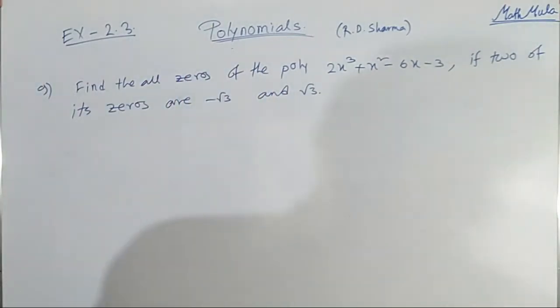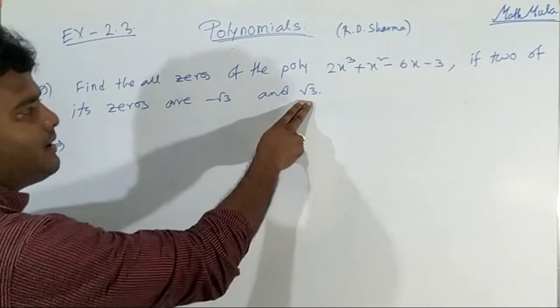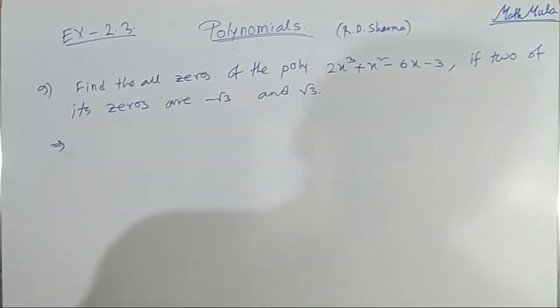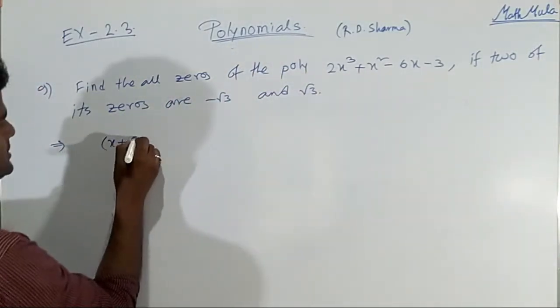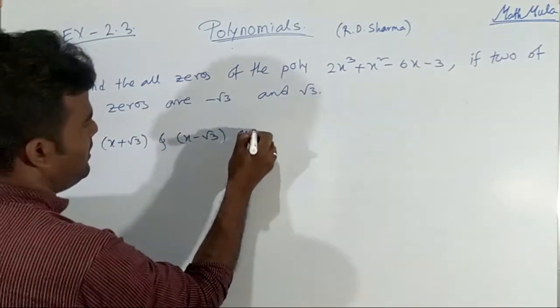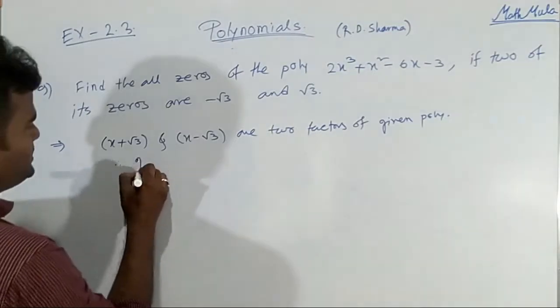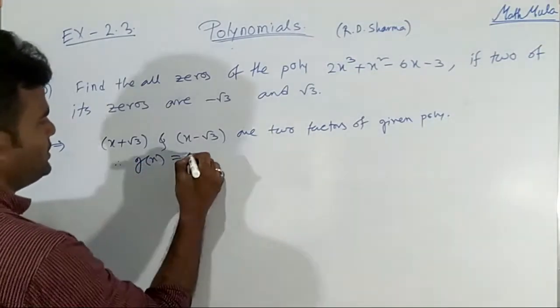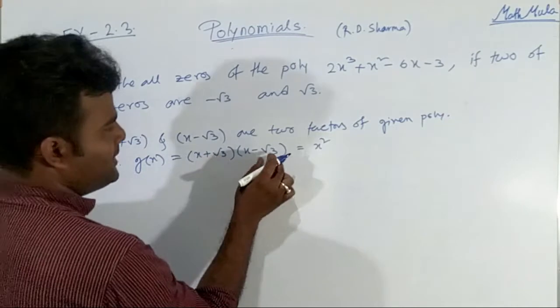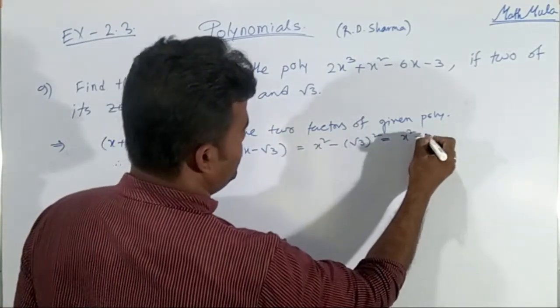Now we solve this sum using the division algorithm, same as sum number 7. Since minus root 3 and root 3 are two zeros of this polynomial, that means x plus root 3 and x minus root 3 are two factors of the given polynomial. Let g of x be the product of them: a plus b into a minus b is a square minus b square, that is x square minus 3.